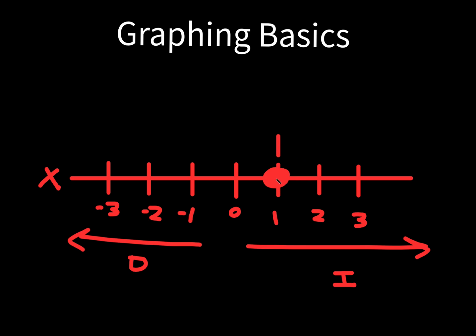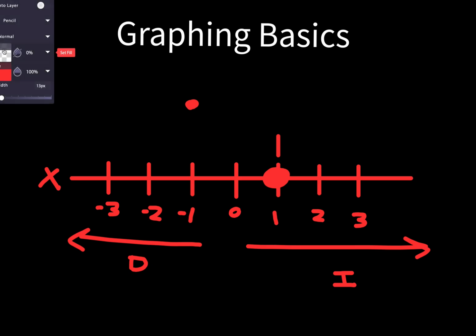But what if the dot was located somewhere here? Well, it's -1 for sure, but how do we clarify how high or low that dot is? And the way we're going to do that is with a second number line we'll call the y-axis.